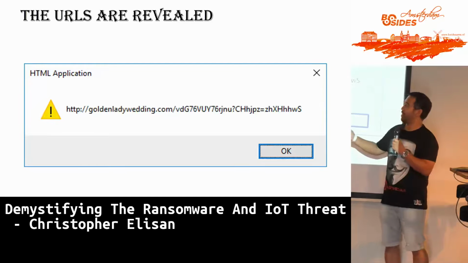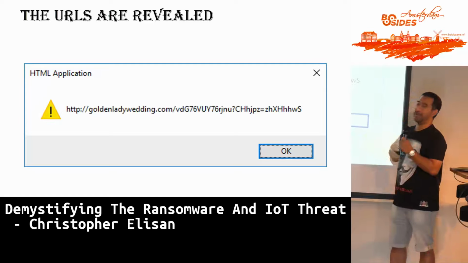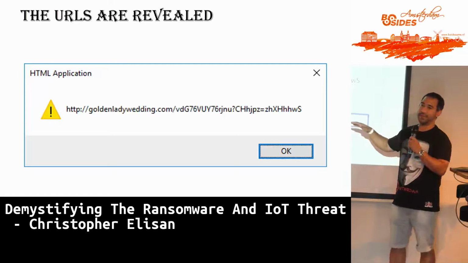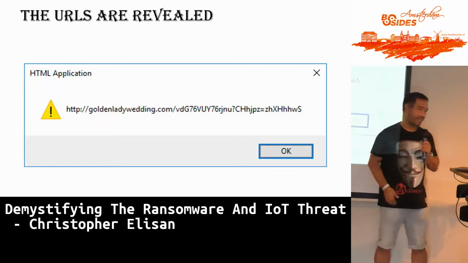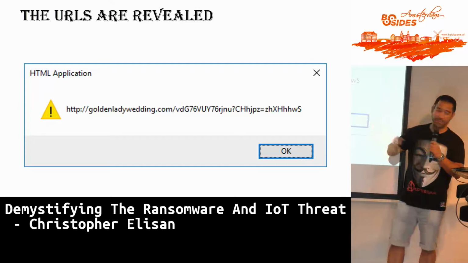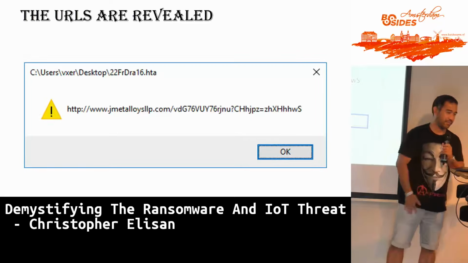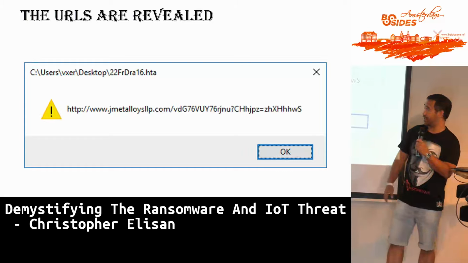So, in my humble opinion, it's safe to run this in a production network, but of course don't run it in a production network. Still run it in your own isolated network. So for that specific example, these were the URLs that were revealed.